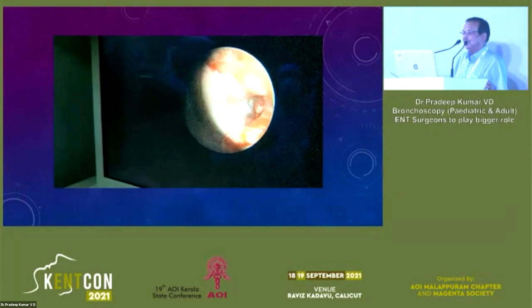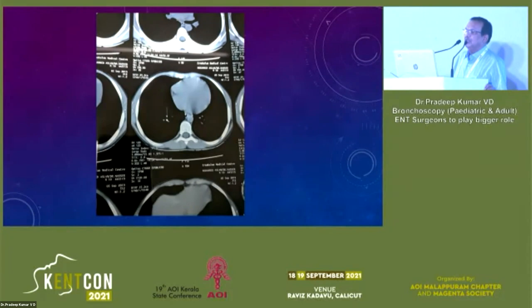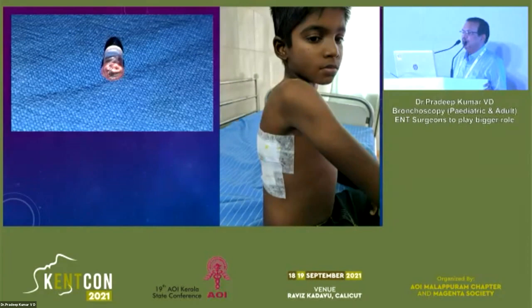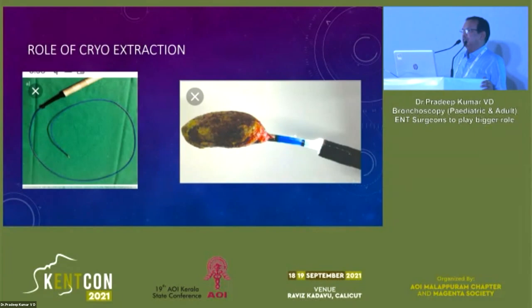So finally, I decided to abandon the procedure and ask my friend, a surgeon, to intervene. He took a CT scan, located the object, and did a minimal access thoracotomy, as he is good at it, and removed this foreign body. There is another evolving technique, I think cryo extraction.